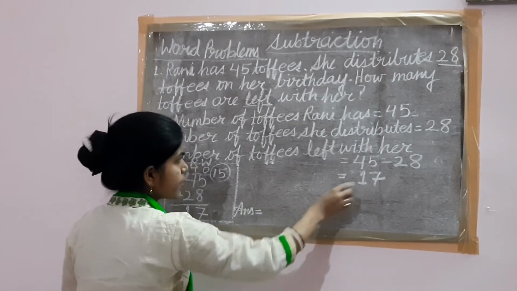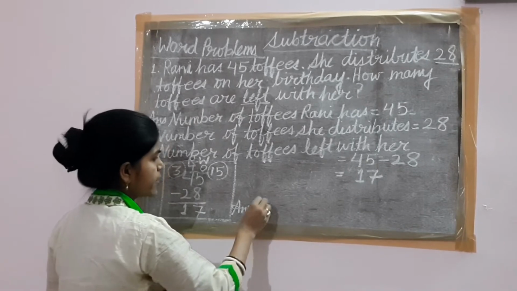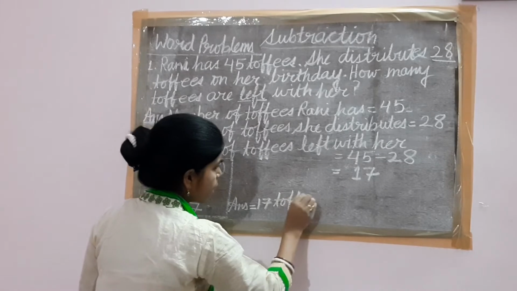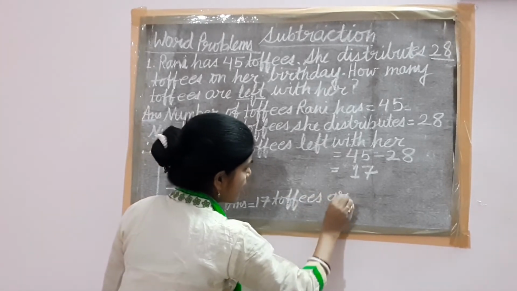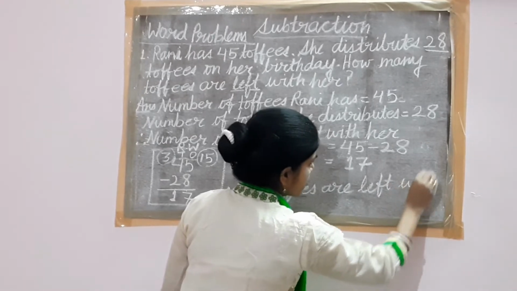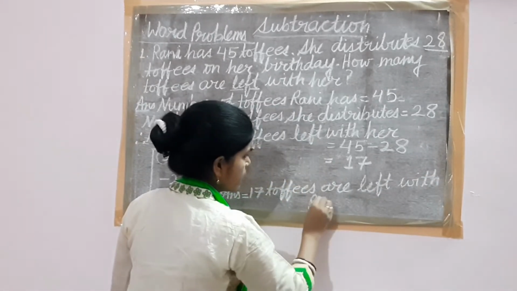So how many toffees are left with Rani? 17. So 17 toffees are left with Rani.